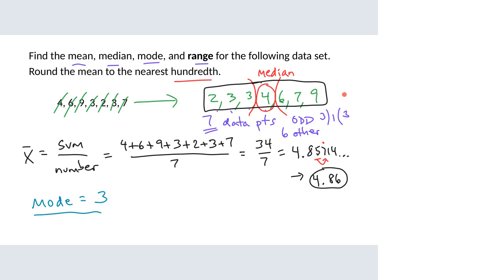Finally, the range. We haven't talked about the range yet. The range of any data set is the highest minus the lowest. So it's basically how far is it from your lowest data point up to your highest? How big is the range of your data set? And here our highest number is 9, our lowest number is 2. So the range of this data set would be 7.